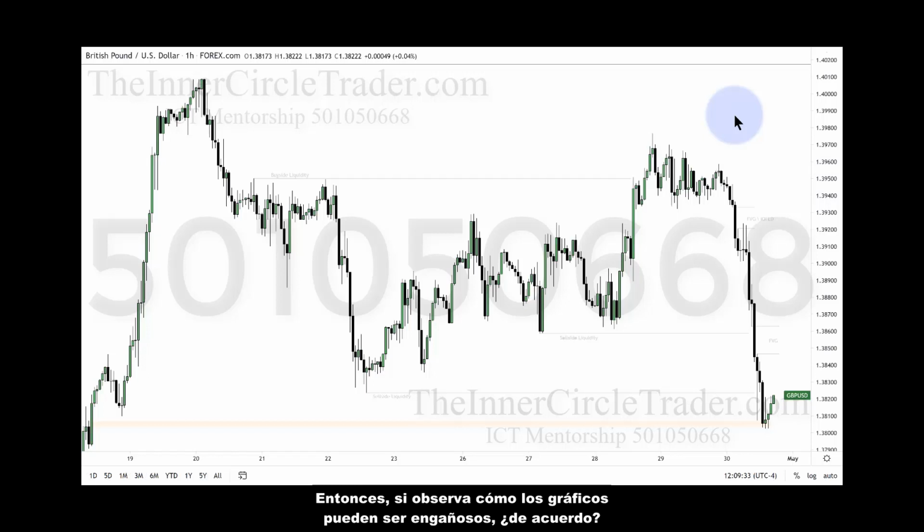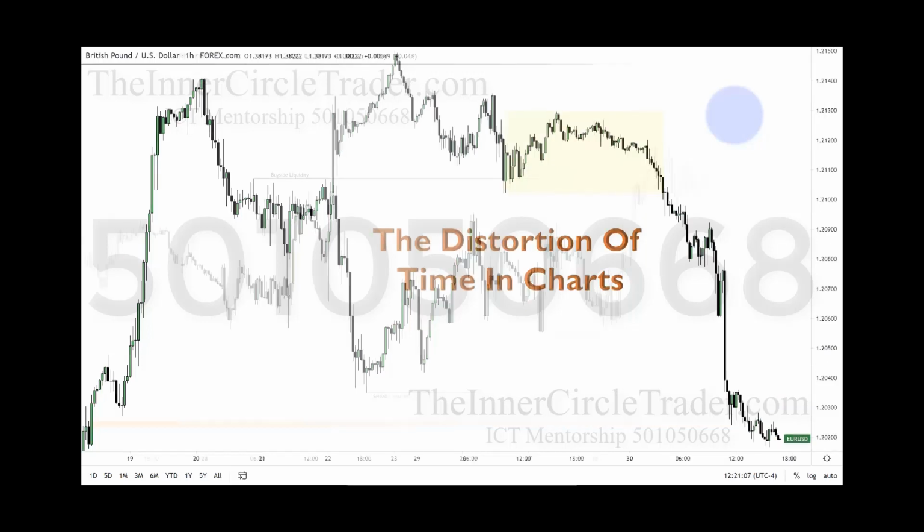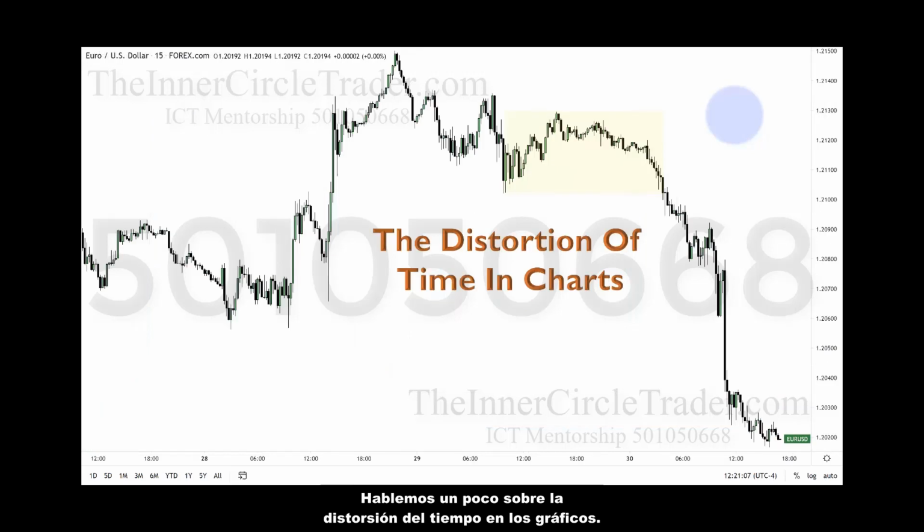So if you look at how charts can be deceiving, and it's one of the things that I look for when I'm in deep study with price and I have an underlying narrative of what I'm thinking the market may do. Let's go to the next chart and we'll start fleshing it out. I want to talk a little bit about the distortion of time in charts.